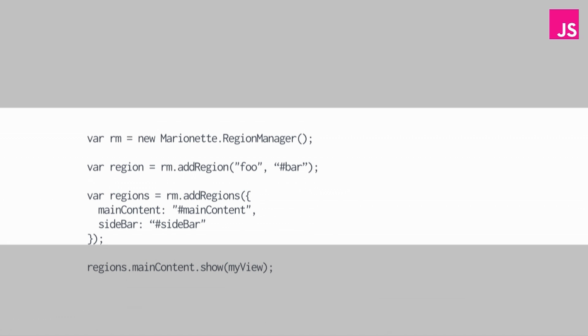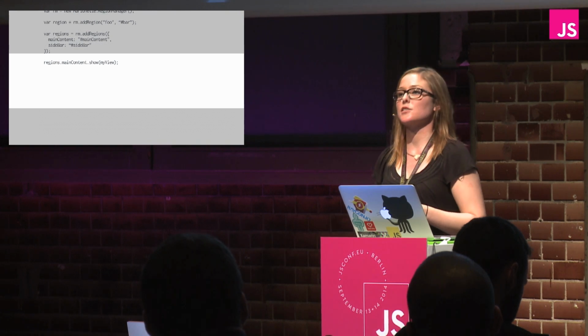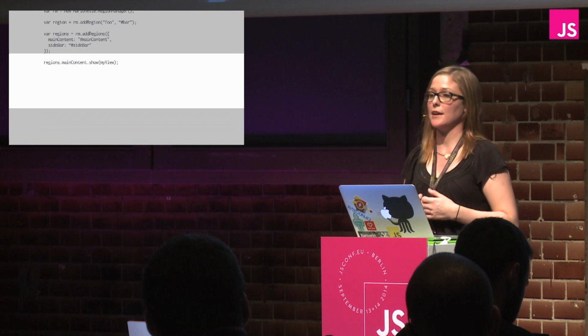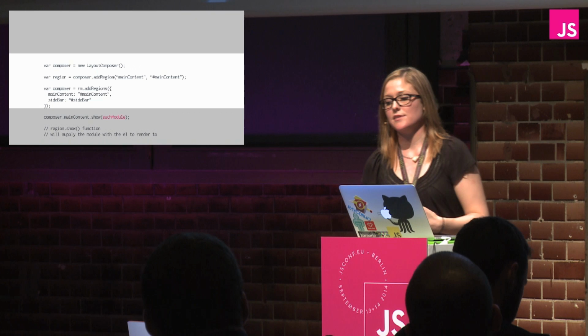And then the nice thing about that is you can say main content.show and give it a view, and then internally what that's going to do is it's going to give the element main content to the view, and it can render itself in that place. But I think we can go a step further, right?